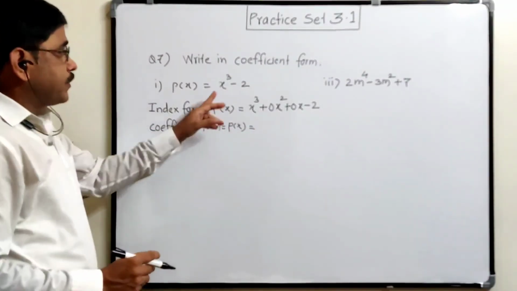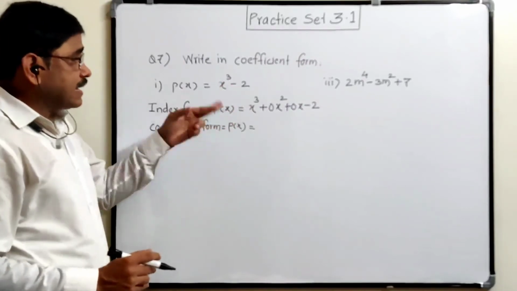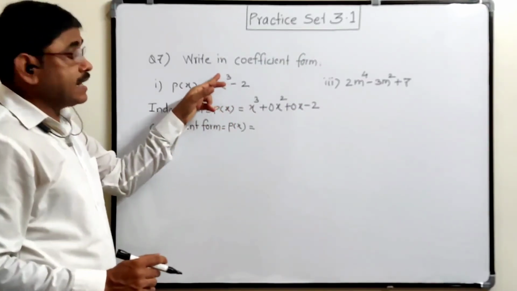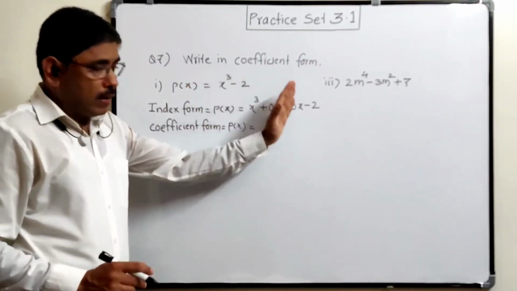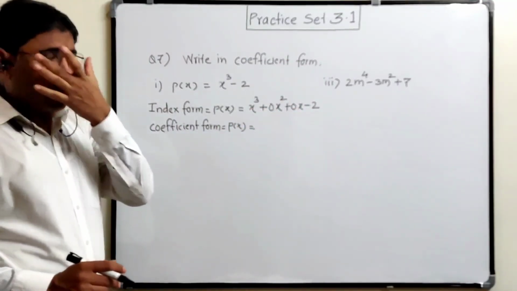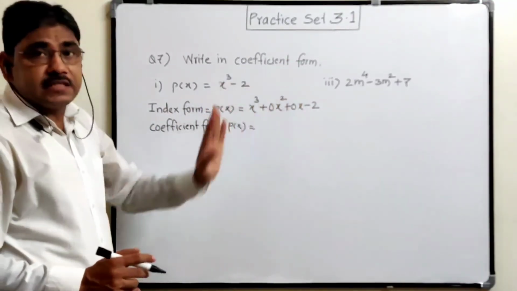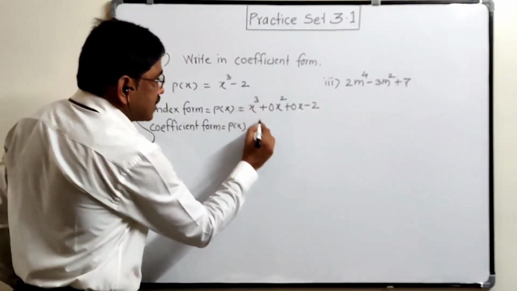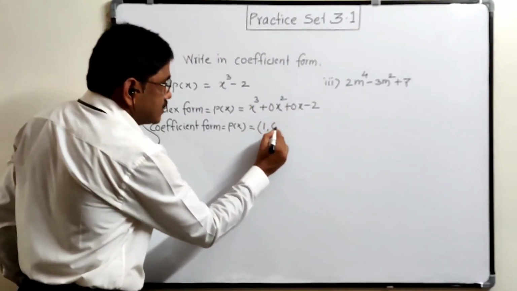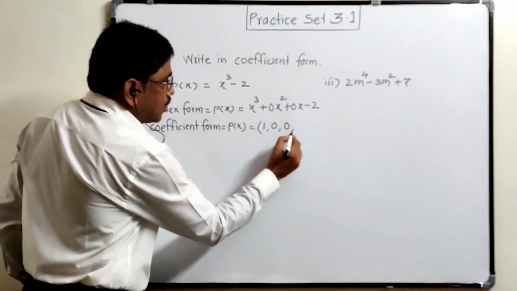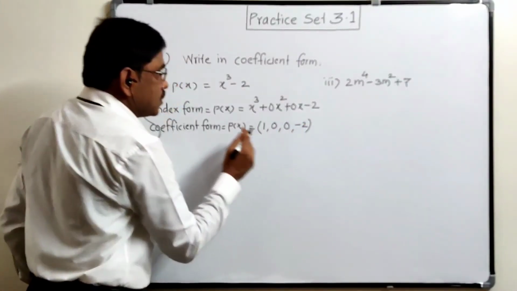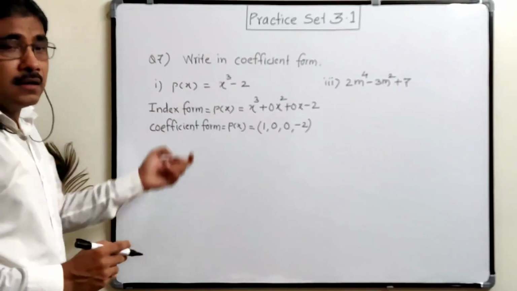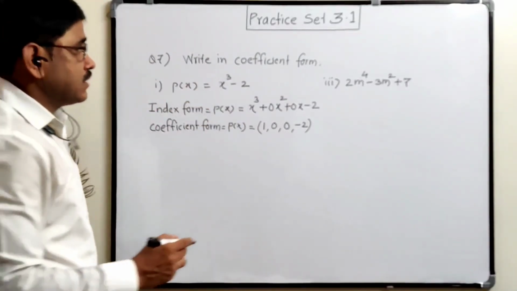So here first write in index form. While writing in index form, the degree is 3. Then 3, 2, 1, 0. That is the descending order. So write the absent terms with 0 coefficient. Now here in bracket write the coefficient of first term. Coefficient is 1, second term 0, third term 0, and last term is minus 2. So in this way we can write the given polynomial in coefficient form.